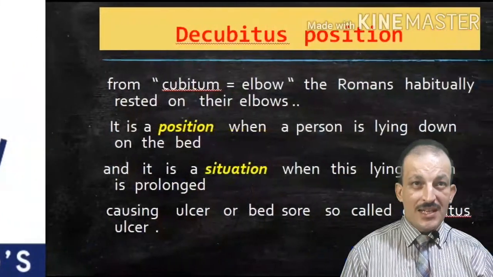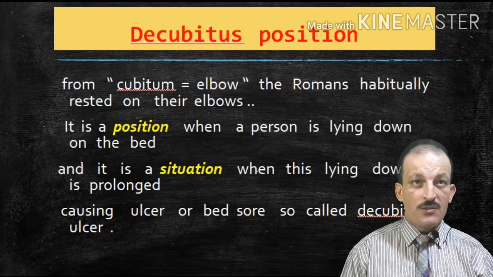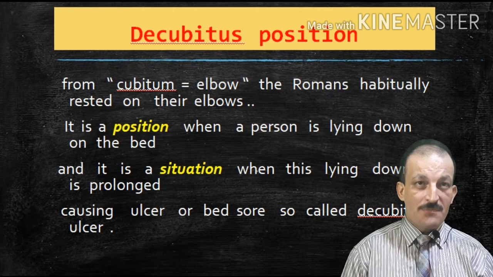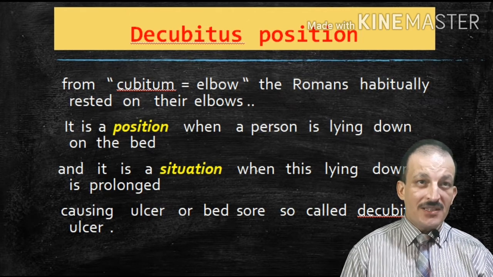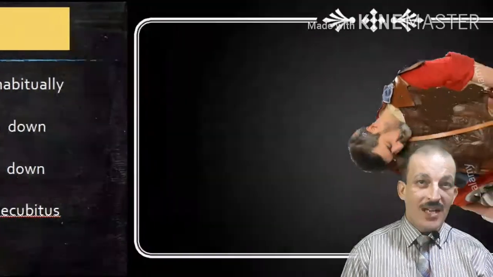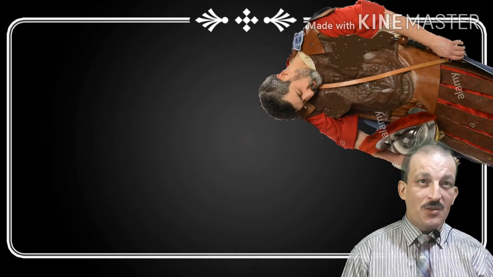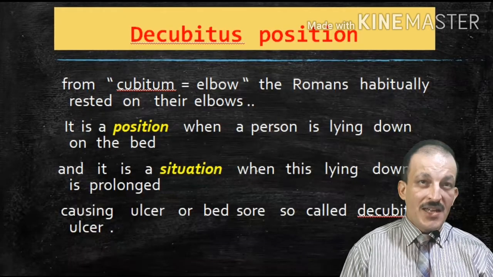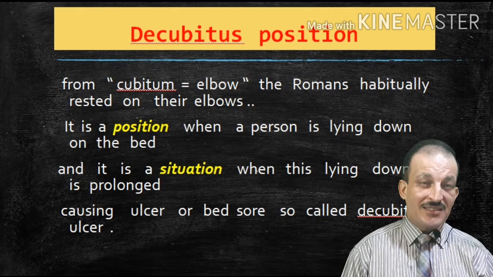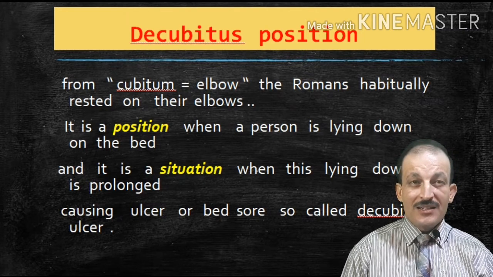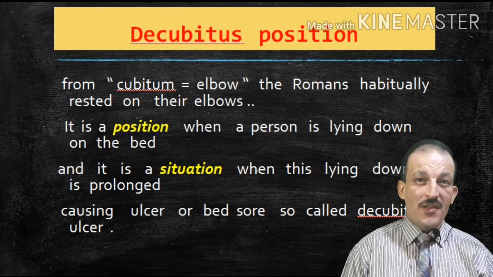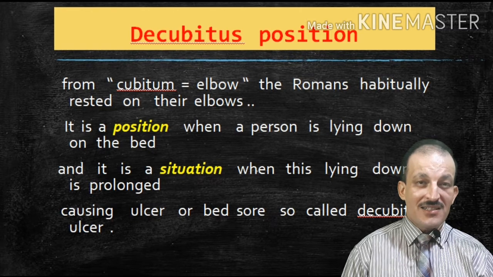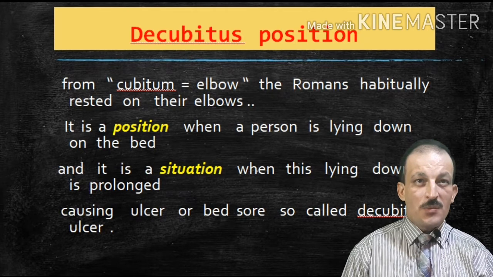The other position is the Decubitus position. Although it could be represented by the previous positions, this term must be discussed here. Decubitus came from cubitum, which is a Latin word meaning elbow, and the Romans habitually rested on their elbow, so it is called Decubitus position. This term represents two situations. It is a position when a person is lying down on the bed, and it also represents a situation when this lying down is prolonged, causing an ulcer or bed sore. So it is called Decubitus ulcer.